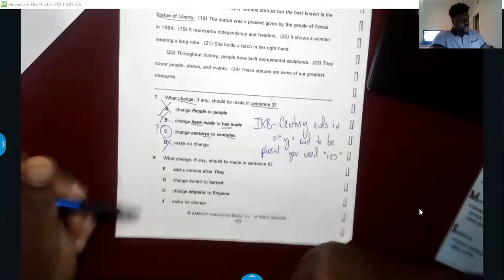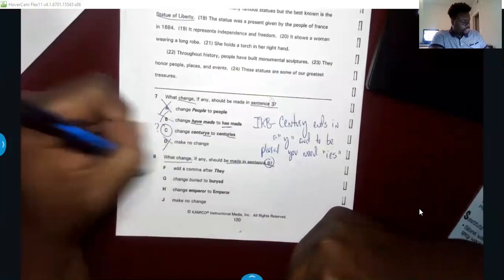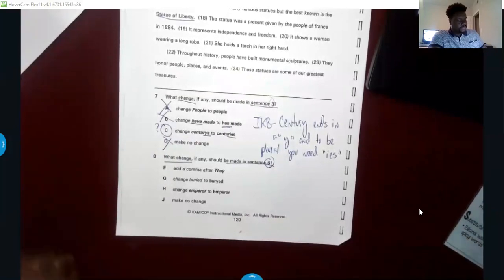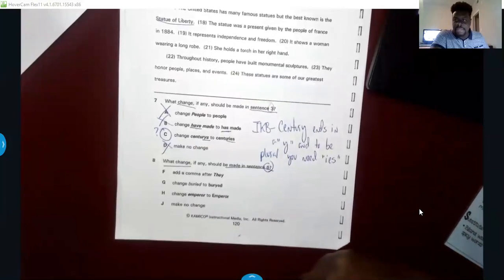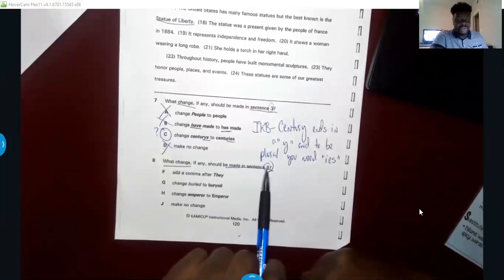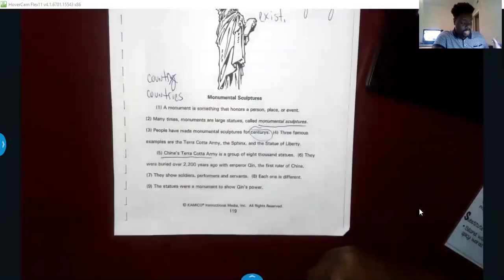Last one for today. What change, if any, should be made in sentence number 6? Okay, so sentence 6, what change, if any, should be made? Add a comma after they. Oh, what did I not do, guys? You did not stop me. I got to go back and read sentence 6. This is not a memorization test. That was an honest mistake. I didn't even plan that. So let's go back and read sentence 6 correctly.